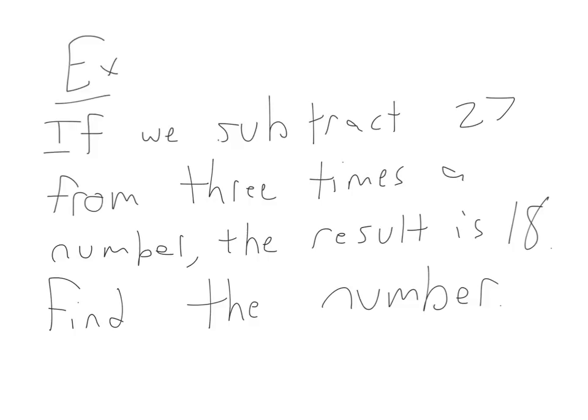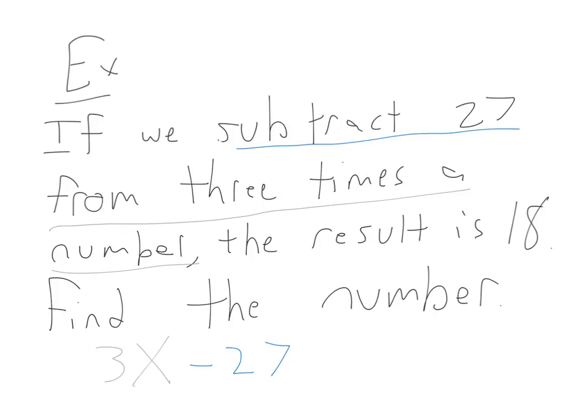Alright, here's an example from a word problem. If we subtract 27 from 3 times a number, the result is 18. Find the number. We need to break this word problem down and figure out what it's telling us. It says if we subtract 27, that means there's going to be a minus 27 somewhere in our problem. Then we need to figure out what we are subtracting it from. It says we're subtracting it from 3 times some number. So it'd be 3 times some number. We can call it x. And it says the result is 18, meaning you get 18 whenever you're done. Oh look, we have an equation we can solve.